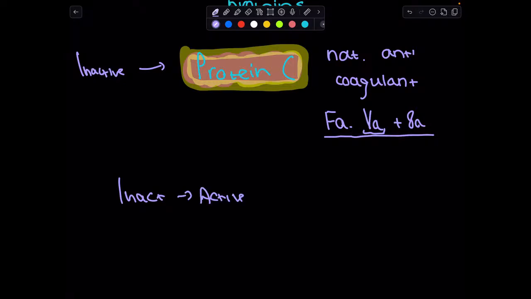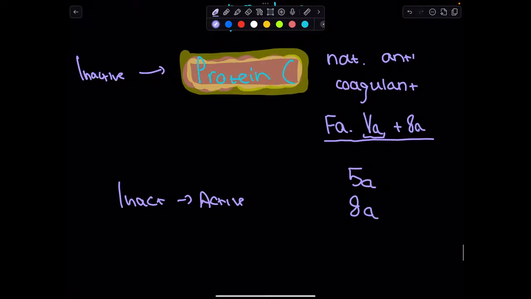The inactive form is just called protein C. Once it gets activated, it's referred to as activated protein C, or APC. So 5A and 8A, I don't understand why they inactivate specifically 5A and 8A. And don't give me a generic answer such as, well, because of the structure. Well, what about their structure makes them ideal?